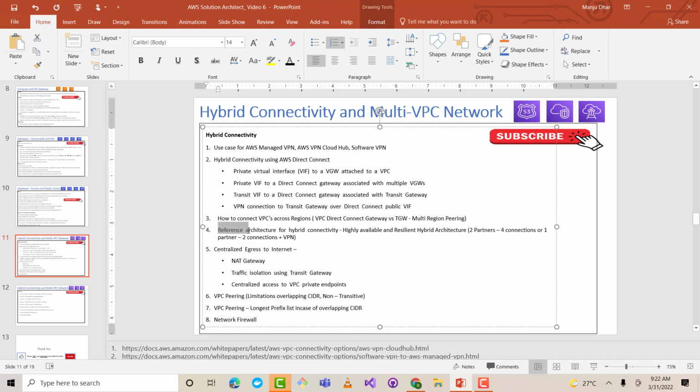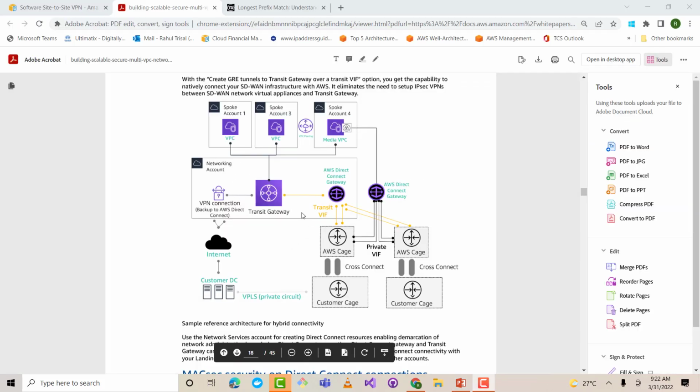Now let's take a look at the reference architecture for hybrid connectivity. How do you create a highly available and resilient hybrid architecture? Here's a sample reference architecture that AWS has provided.